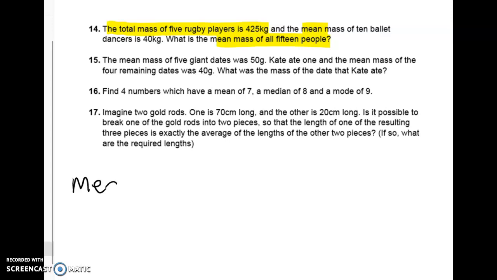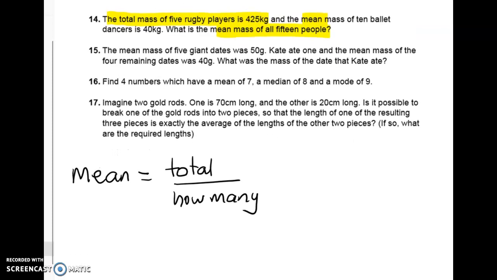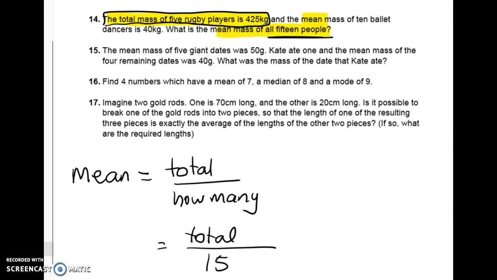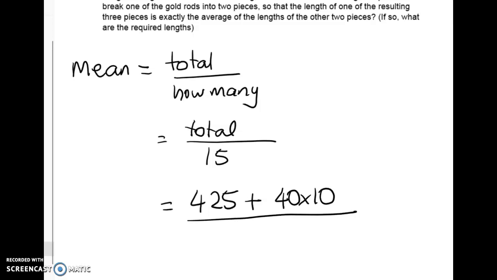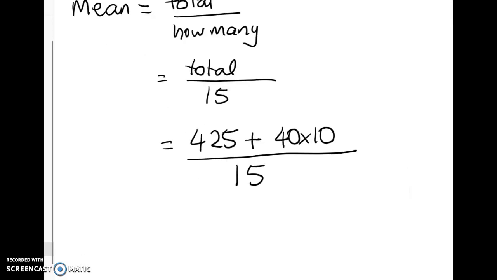So let's think about that. The mean is equal to the total divided by how many people we've got. So in the end, we're going to be figuring out the mean for all 15 people. So we're going to have something divided by 15. What we need to do is to get the total weight for all 15 people. And that's not too hard, because we know the total mass of the rugby players is 425 kilograms, and we know the average for the 10 ballet dancers is 40. So we've got 425 for the rugby players, and we've got 40 times 10 for the ballet dancers. And we're going to divide that by 15. Okay, so that gives us 825 divided by 15.